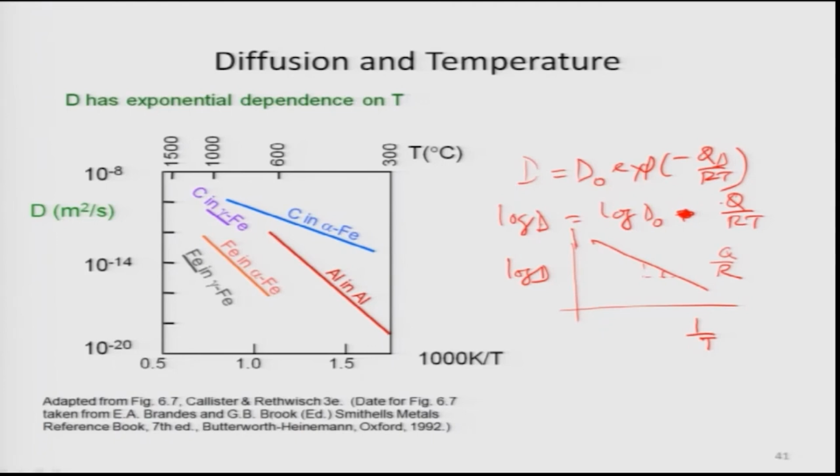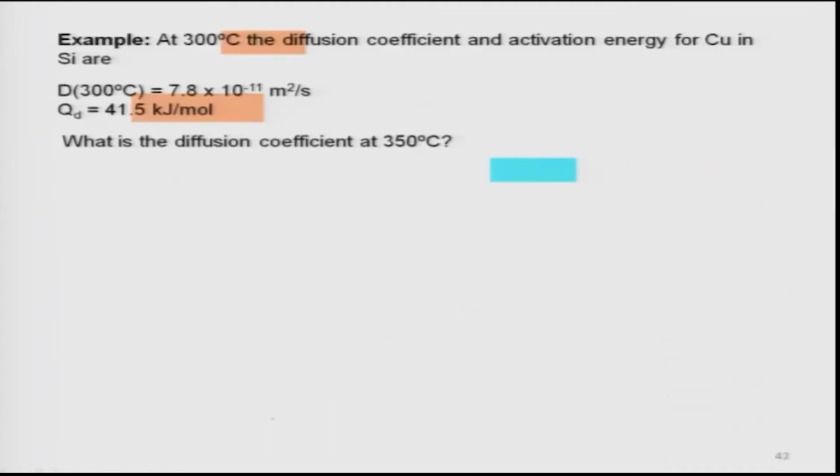So that is a very simple way to explain how the values actually appear in the literature and how D depends on temperature. Let us give a mathematical example. At 300 degrees Celsius, the diffusion coefficient and activation energy of copper in silicon are given by these: D is 7.8 times 10 to the minus 11 meters squared per second, and the activation energy QD is 41.5 kilojoule per mole. So what is the diffusion coefficient at 350 degrees Celsius?